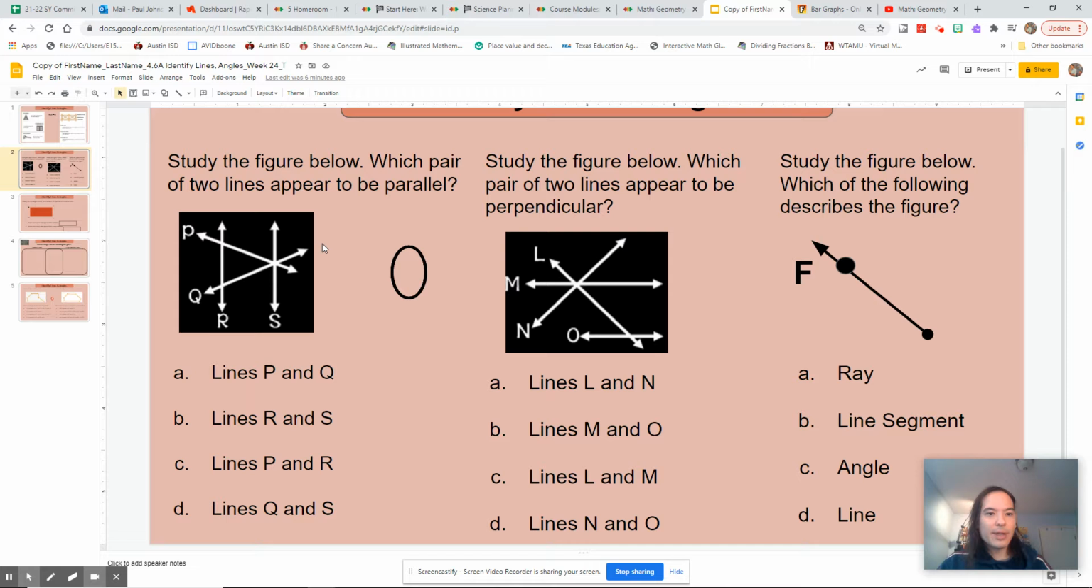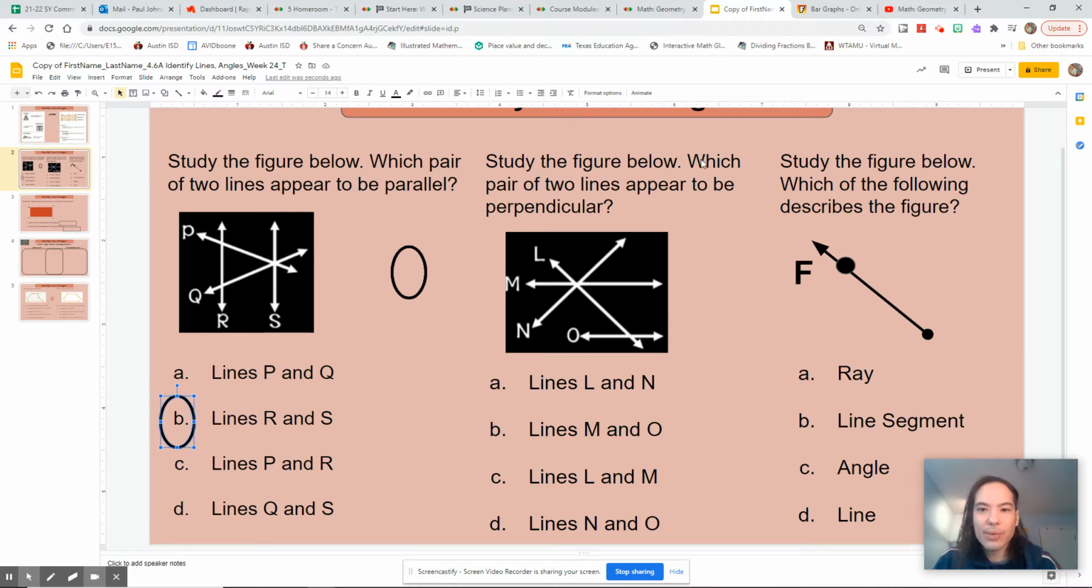Line P and line Q are crossing. Line R goes straight up and down. Line S goes straight up and down. Do you think R and S will ever touch with their current direction? Or do you think they'll just go on straight forever? If you think they'll go on straight forever, I'd agree with you. Those look like parallel lines. Lines R and S go on straight, side by side, and they'll never touch.